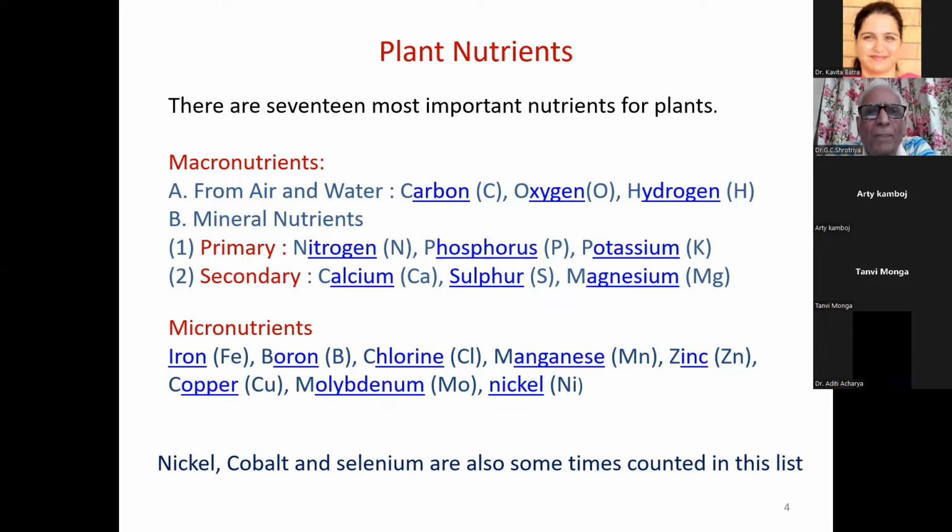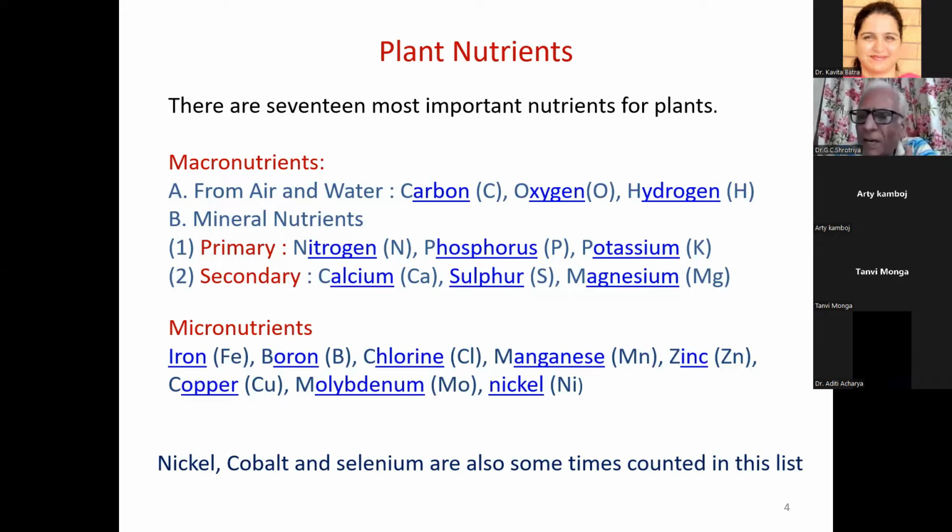So there are 17 essential nutrients. Somebody can talk about 20, but 17 are recognized almost everywhere. The three, carbon, oxygen, and hydrogen, we get from air and water. The others are called mineral nutrients. These are again primary and secondary nutrients.